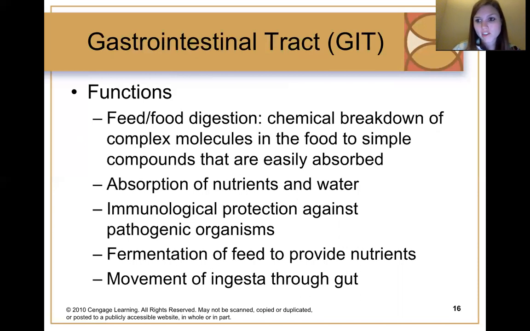Fermentation of feed to provide nutrients, which we've talked about several times before. So cows have that fermentation in the rumen, and then monogastrics have it in the cecum and maybe a little bit in the colon. And then you have your hind gut fermenters as well, which are your horses and rabbits and things like that. And then the GI tract is also responsible for movement of ingesta through the gut. And so ingesta is kind of just a term for whatever you've eaten, and then it's going to be mixed with fluids as it goes along the process. So the gastrointestinal tract will make sure that that moves through the gut so that it can be properly digested.